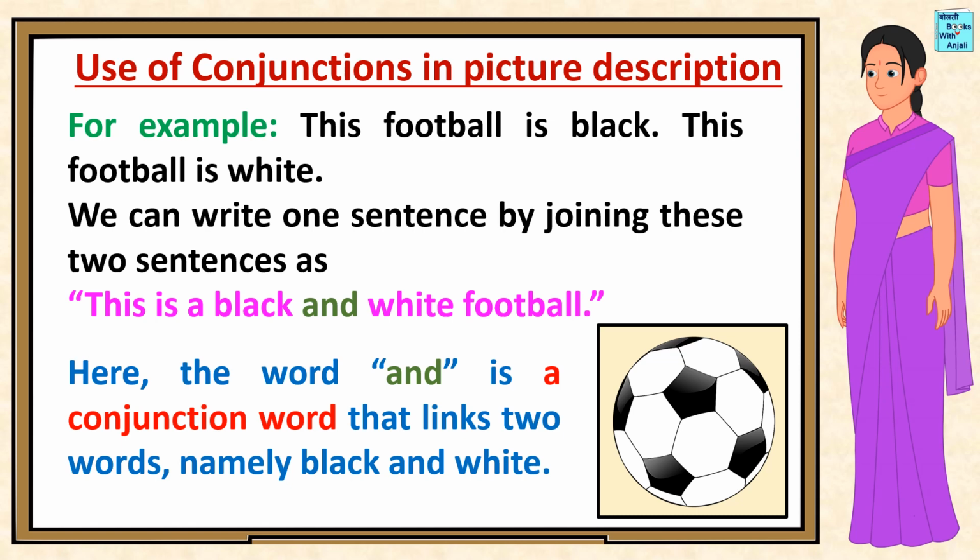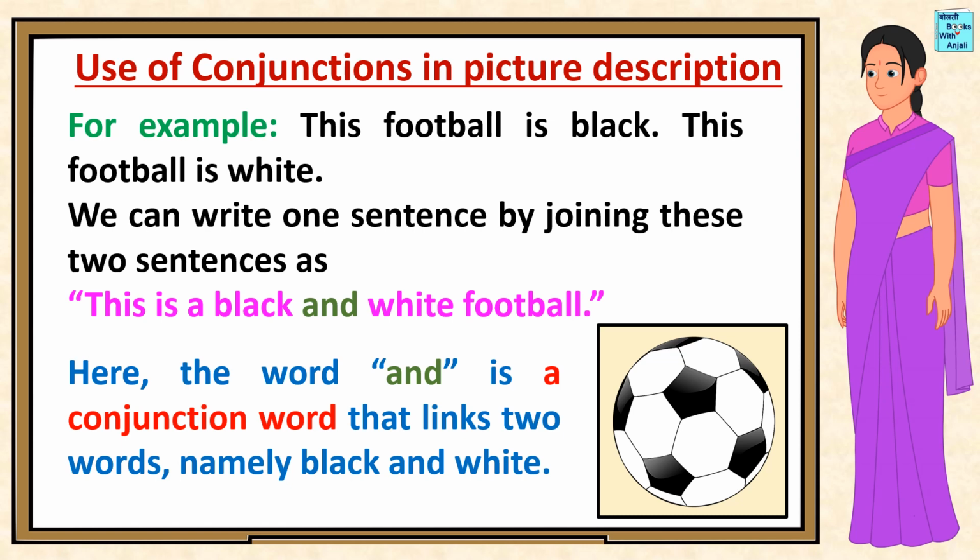This is a black and white football. Now it is easier to understand what we want to say. So, using conjunctions not only joins words and sentences, it also becomes easier to understand. Here, the word and is the conjunction word that is linking the two words black and white.